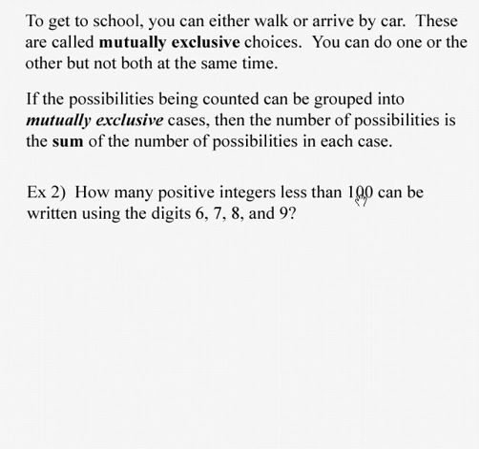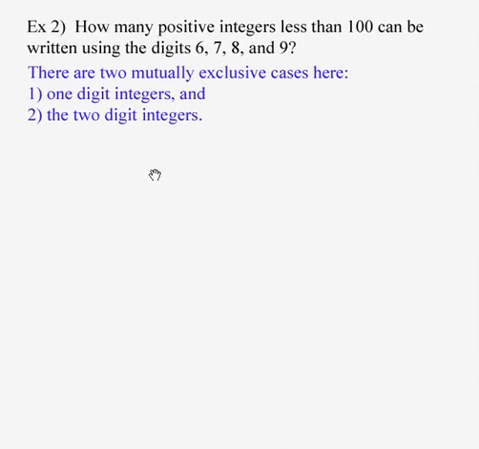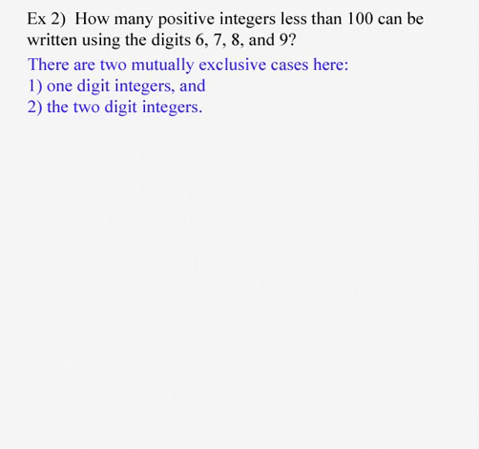Now, less than 100, we can have a two-digit number, or we can have one-digit numbers. And that gives us two mutually exclusive cases. It cannot be a one-digit number and a two-digit number at the same time. It's either one or the other. So we're going to find the result for each one of these mutually exclusive cases and then add the results together. So let's consider the ones digit case.